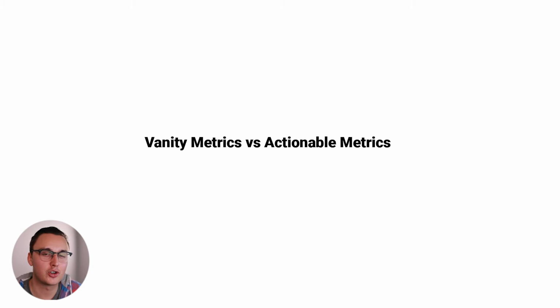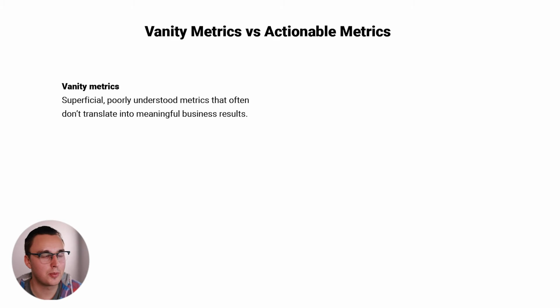Before we begin to measure our minimum viable product or any other iteration of the product afterwards, we need to understand vanity metrics and actionable metrics. Vanity metrics are superficial, poorly understood metrics that often don't translate into meaningful business results. So let's look at a few examples to help understand what this actually means.